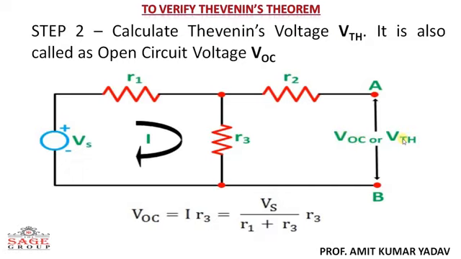Now how can you calculate this VTH? You can use any formula, whatever you feel is better for that particular circuit. But for this circuit, for calculating this VTH, right now I am using the voltage division rule and I have simply calculated this VOC. But whatever formula you want to use, you can use. The thing is that the formula must be simple.